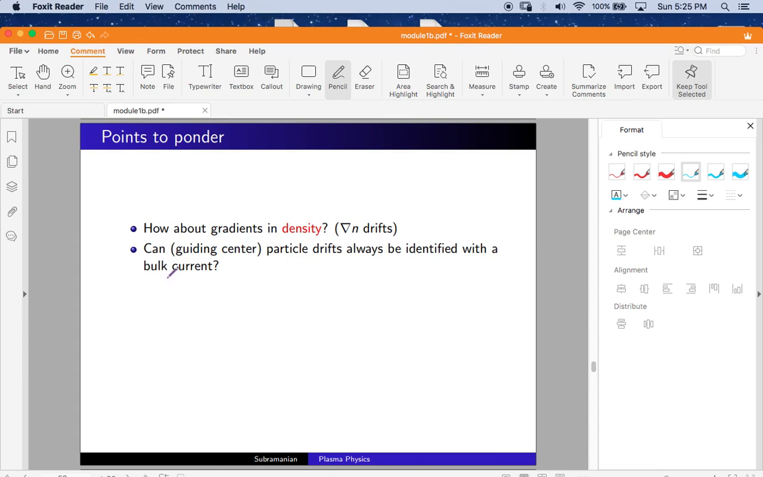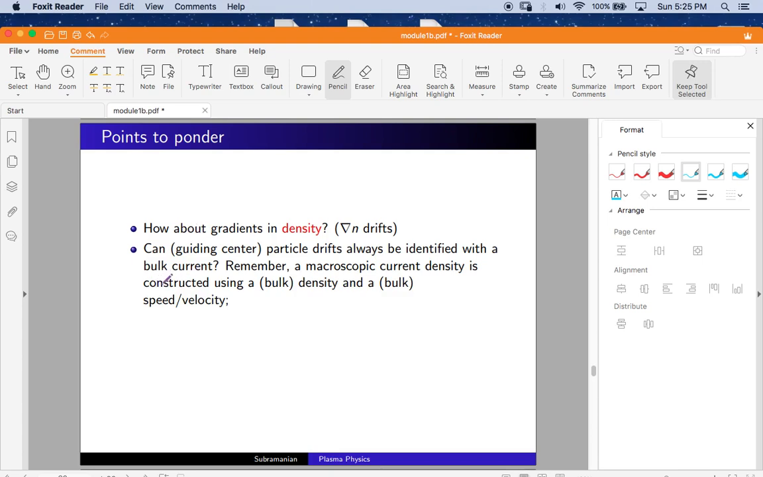We've raised this point one or two times before. You've seen that, for instance, the grad B drift can indeed be identified with a bulk current. The E cross B drift cannot be, because both the species are drifting in the same direction. And if I remember correctly, even if the forces were different, the velocities were different, then you could have a bit of a lag, and there could be a net current. But yeah, so please think about this point very carefully.